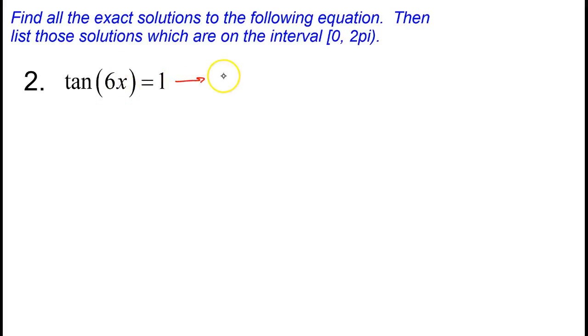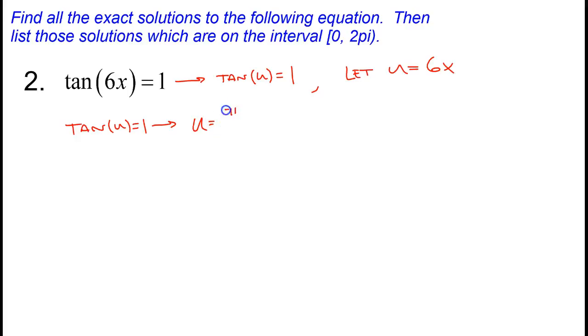This looks scary. This doesn't look scary. So we're going to let u equal 6x. So if the tangent of u equals 1, I know that means u equals pi over 4 or 5 pi over 4 on the unit circle.